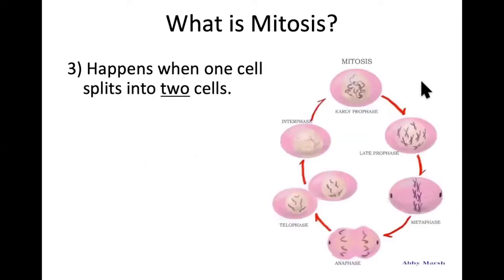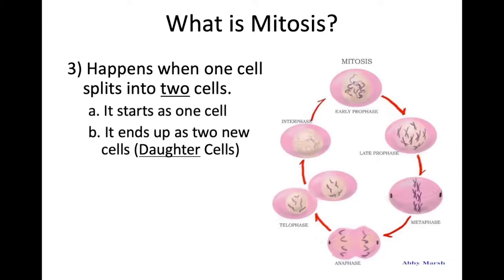This is what happens when one cell splits into two cells, like I had on that whiteboard. It starts as one cell and ends up as two new daughter cells. I already said that before, I'm saying it again. They are called daughter cells. I don't know why they're daughter cells and not son cells or child cells. I'm not going to get into that conversation now.